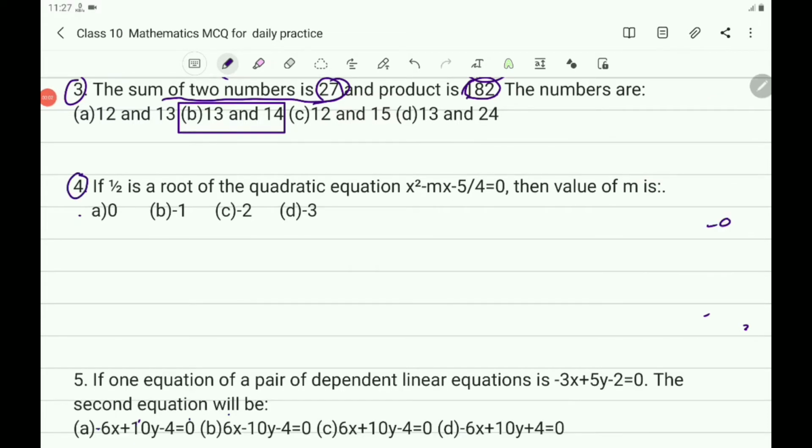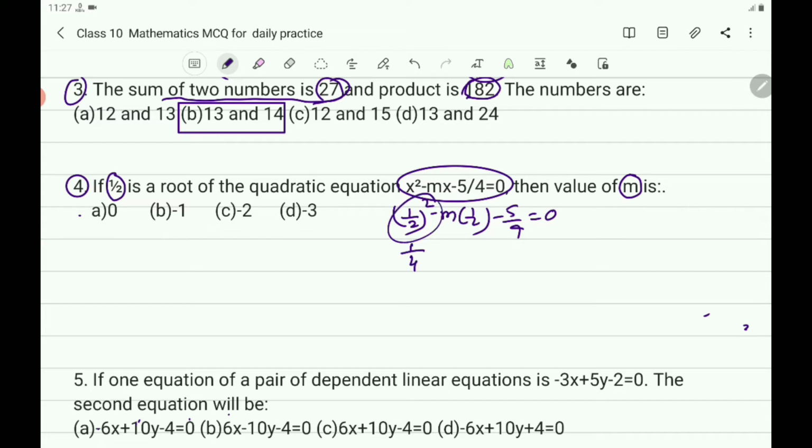Now take the fourth question. 1 by 2 is a root of the quadratic equation x square minus mx minus 5 by 4 equals 0. Then the value of m is what? Here 1 by 2 is a root, meaning it is a solution of this equation, which is the value of x. So in the place of x you take 1 by 2: (1 by 2) whole square minus m into 1 by 2 minus 5 by 4 equals 0. So it becomes 1 by 4 minus m by 2 minus 5 by 4.